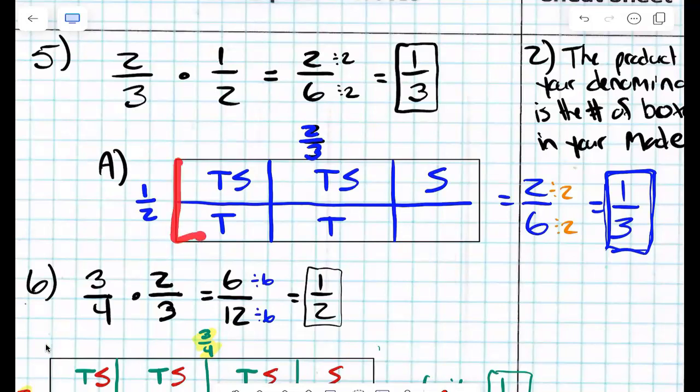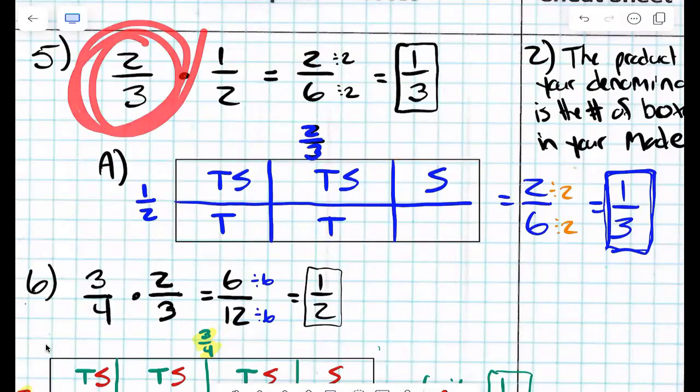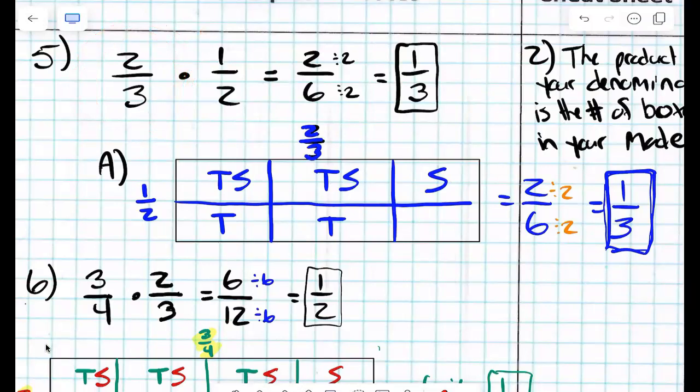First thing we would need to do is make a model. And the model is always going to be what shape? Rectangle. And then at the top of the rectangle, we're always going to put our first multiplier. So we're going to write 2/3 at the top. And then on the side, we're going to write our second multiplier, so 1/2. Now on the top, we need to split the box into thirds. So there we have 3. Just looking from top to bottom, we have 3 pieces, 1, 2, and 3.